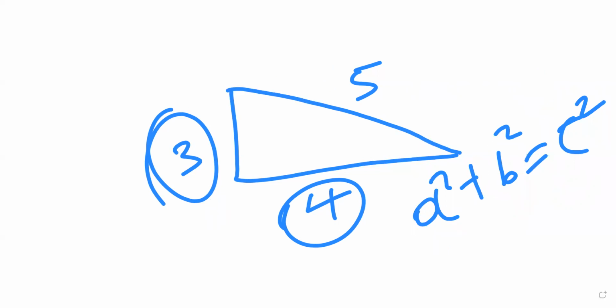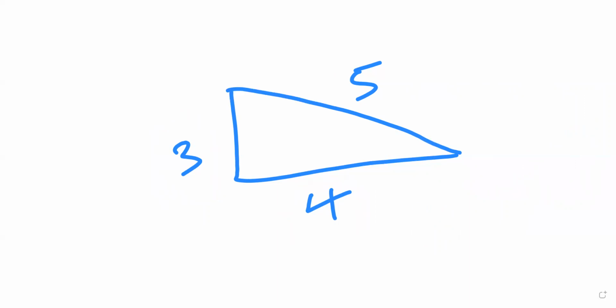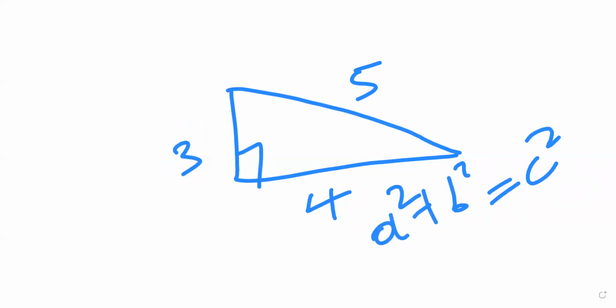So let's see. We have three dimensions: 3, 4, 5. Now let's see if 3, 4, 5 would be three appropriate dimensions to form a right triangle. So let's look at the formula: a squared plus b squared is equal to c squared. What we're going to do is plug these values into the formula, and if the left-hand side is equal to the right-hand side after we simplify, then we can conclude that these three dimensions could be used to form a right triangle.